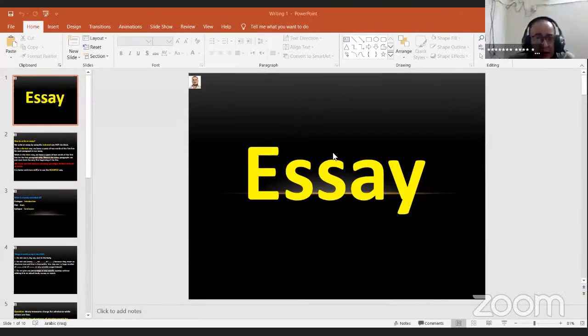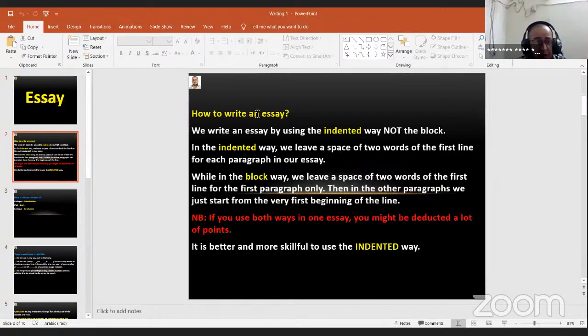Okay. How to write an essay, and that is the most important thing. We will talk about how to write an essay by the shape, not by the content. Firstly, we write an essay by using the indented way, not the block. In the indented way, we leave a space of 2 words on the first line of each paragraph in our essay.